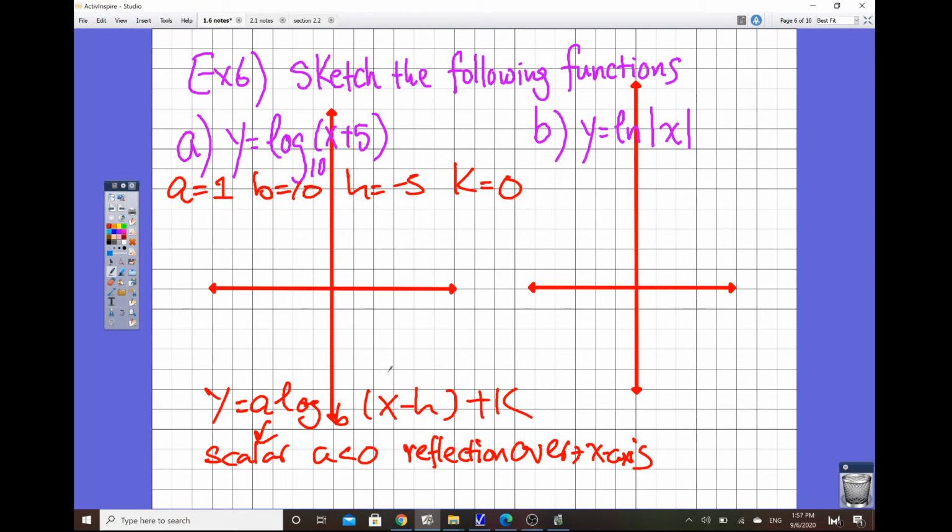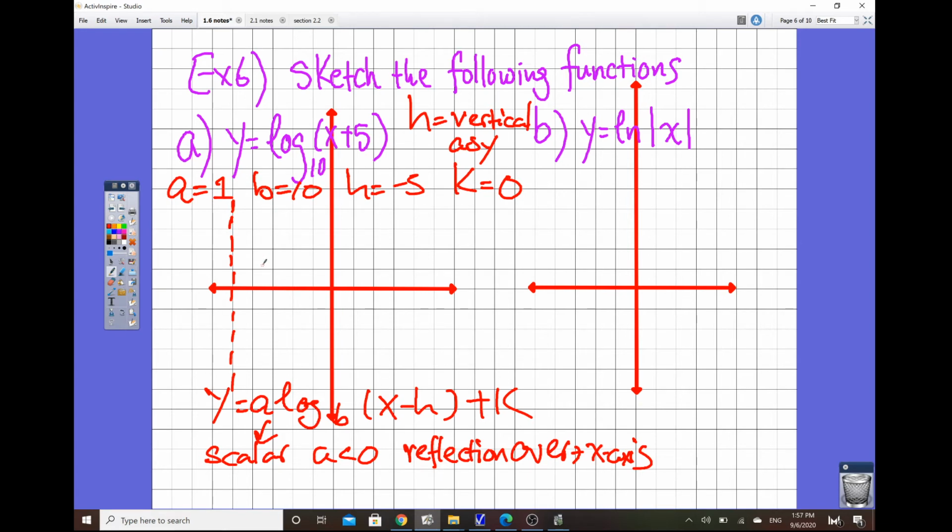Another thing involved with this is the vertical asymptote. If that's a logarithmic function or natural log function, the value of h is always considered the vertical asymptote. So the value of h is negative 5, so 1, 2, 3, 4, 5, which is over here. So the VA. And we do know that the base is 10.